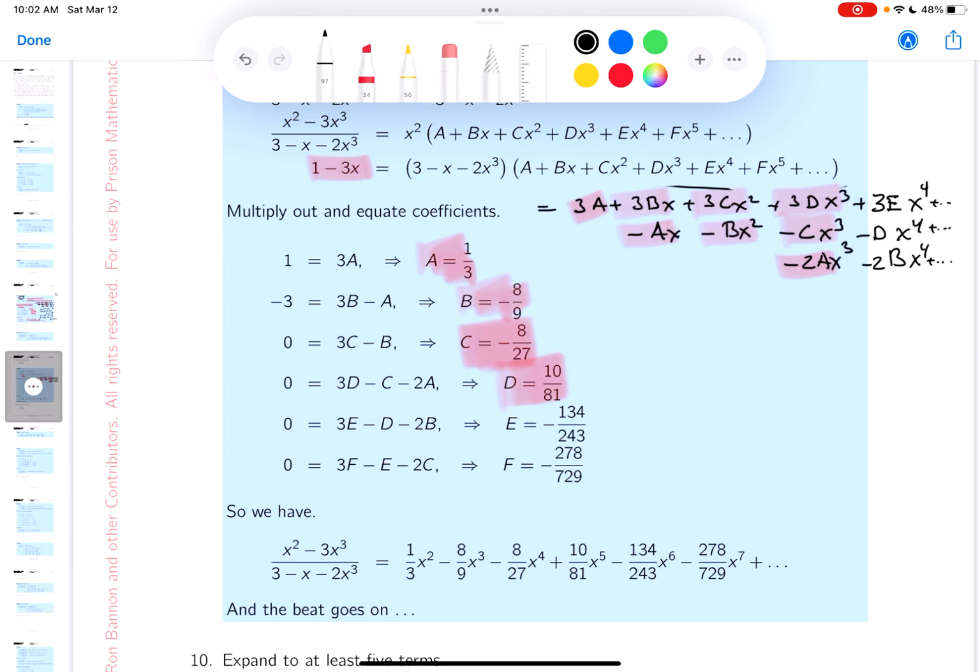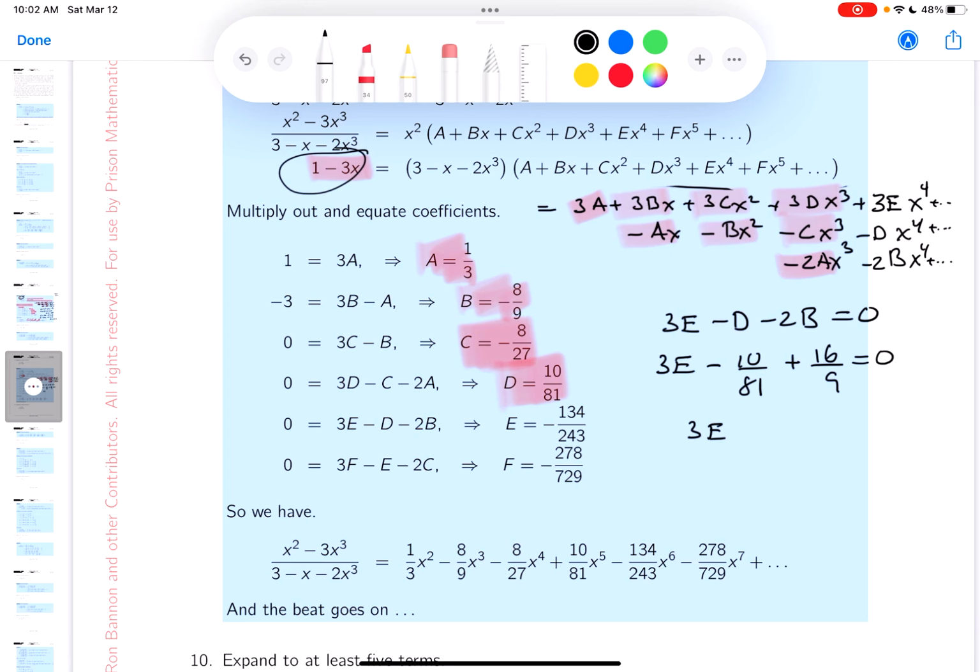So 3A, I don't know what A is, by the way, minus D minus 2B has to be 0. There's no fourth degree term in that. This is only 1 minus 3x. 3A, I have no idea. It's going to get more difficult, though. Let's see, minus D is 10 over 81. And then minus 2B is going to be 16 over 9 equals 0.